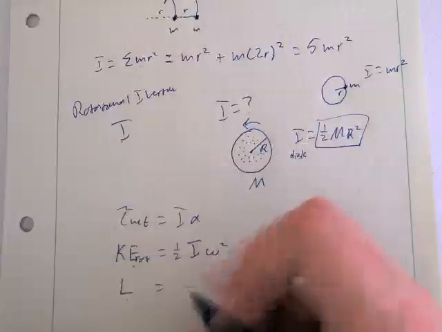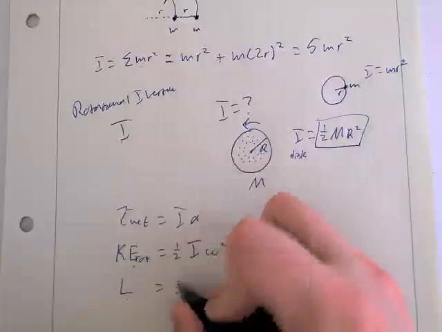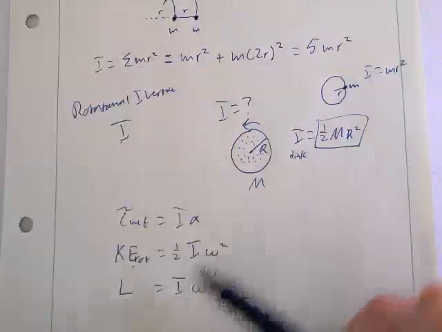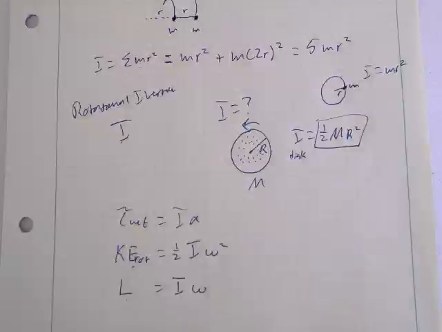Angular momentum, instead of m times v, is going to be I times omega, right? I'll show you in the next section where these come from and what kinds of different problem-solving things we can do with them. But for now, the main takeaway that we need to understand is where this I comes from, this rotational inertia, and what does it mean? So make sure you understand that, and you should be good to go.